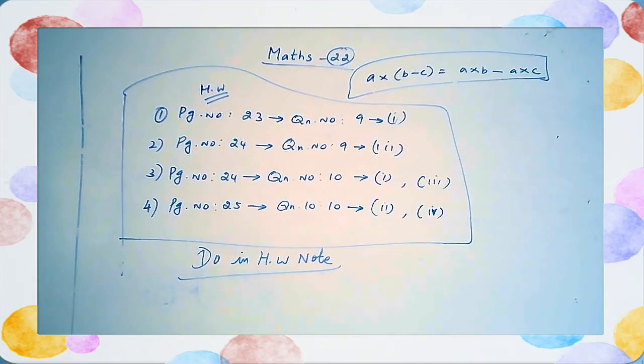Now, in page number 24, same question number 9 only, fourth part. Sorry, third part. Okay? Same question, question number 9, third part. And page number 24, same page, question number 10, first one and third one. Okay. The next, page number 25, question number 10, second one and fourth one. These are homework. Do in your homework note.